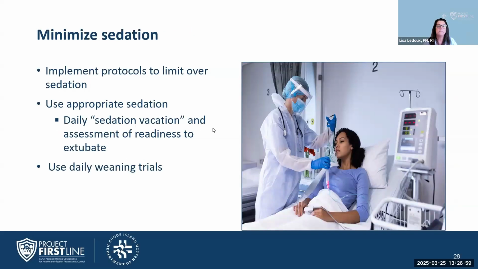Minimizing sedation. Potential strategies to minimize sedation include protocols for targeted light sedation and daily sedative interruptions. Some people call it sedation vacation for patients without contraindications. Continuous sedation can lead to an accumulation of sedatives and cause oversedation. And oversedation is associated with increased duration on the mechanical ventilator.